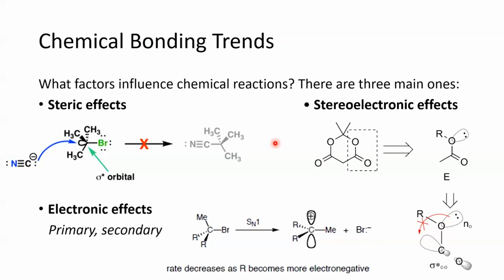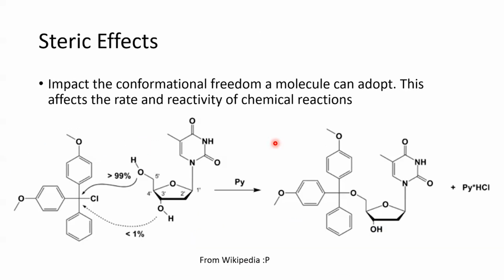There are multiple factors that influence chemical reactions, but the main three are steric effects, electronic effects, and the often somewhat neglected stereoelectronic effects. So we'll look at the easiest one to understand first, and that is steric effects. Steric effects come down to the structure of the chemical itself. Larger functional groups impact the degree of conformational freedom that a molecule can adopt and essentially block chemical attack from other molecules. Sterics therefore affects the rate and reactivity of chemical reactions.